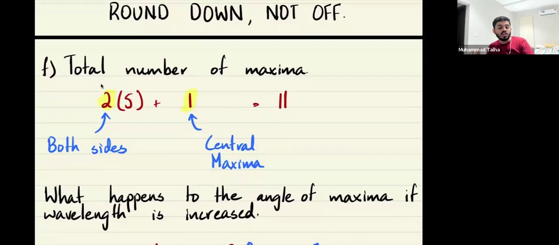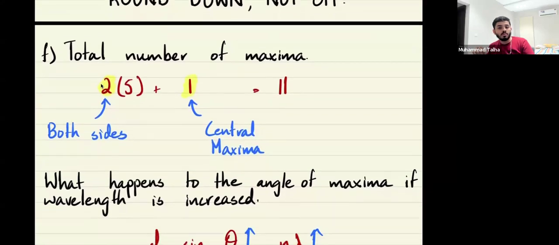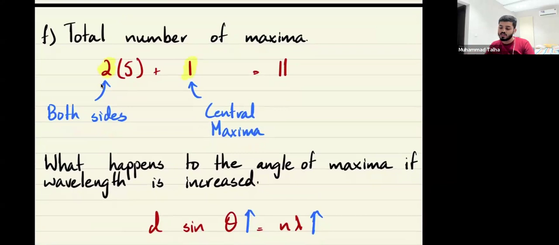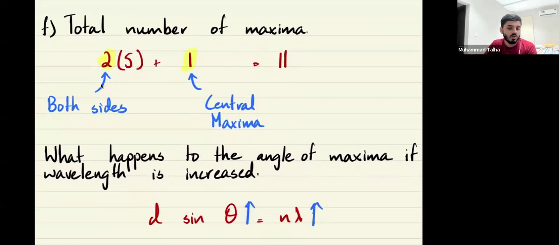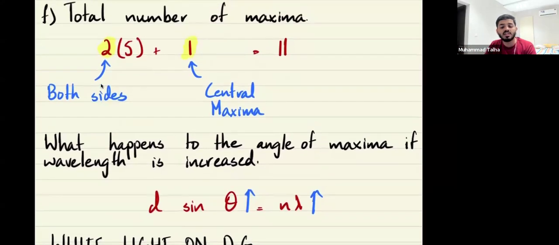Questions like these related to theory are often asked. So what happens to the angle of maxima if wavelength is increased? If wavelength goes up, then your sine theta goes up, so theta also goes up. So the angle basically increases.